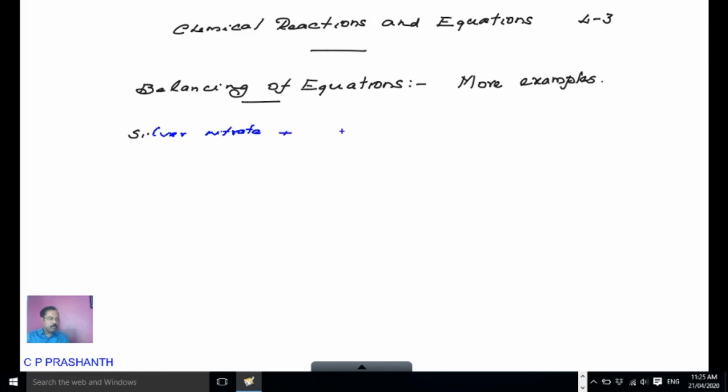Silver nitrate is reacting with hydrogen sulfide. What is hydrogen sulfide? H2S is hydrogen sulfide. So what are the products? You get silver sulfide and nitric acid.